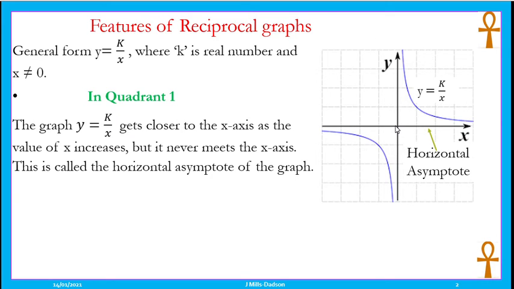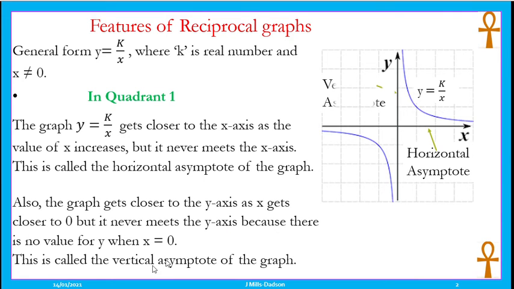So we see in the first quadrant, the x-axis or y equals 0 is called the horizontal asymptote, because the graph gets closer and closer to the x-axis as the value of the x coordinate increases. Conversely, as x values get smaller and smaller, the graph gets closer to the y-axis or x equals 0. So we call this the vertical asymptote.